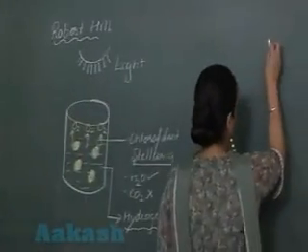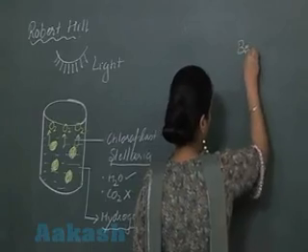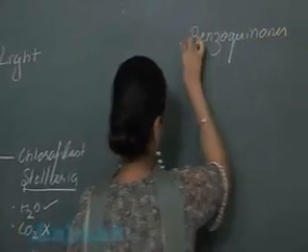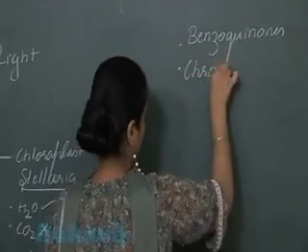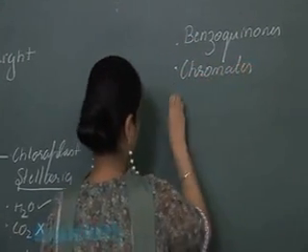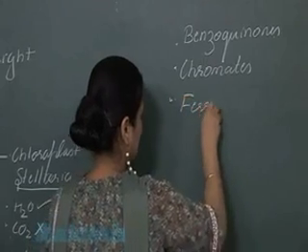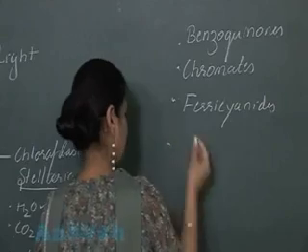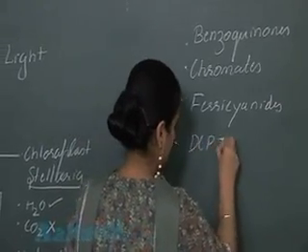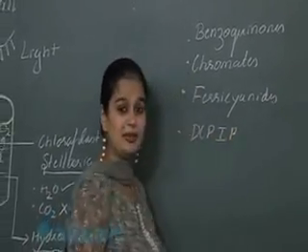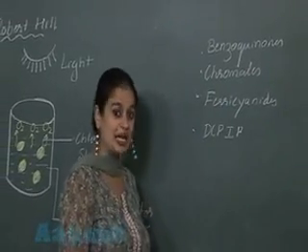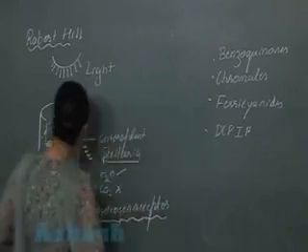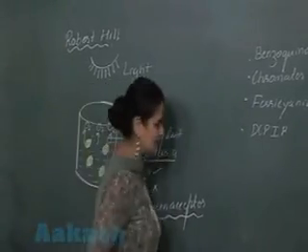So the hydrogen acceptors which can be placed, one that is benzoquinone, then chromates, ferricyanides, and DCPIP. DCPIP, dichlorophenol indophenol. So let's discuss DCPIP here. तो इस मीडियम के अंदर उसने प्लेस करा DCPIP.